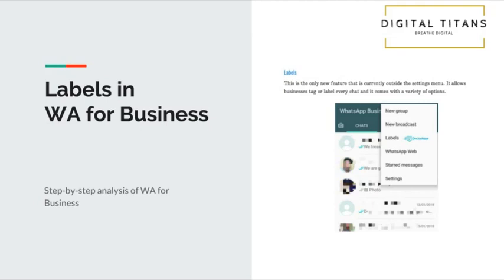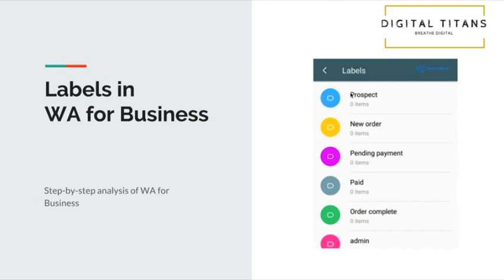When you look at the image here, it might not make a lot of sense to you about how labels could be of use, but let's go a little deeper and see how labels could really help somebody. As I said, this is the only feature which is available outside the settings menu at the moment, and it allows businesses to tag or label every chat, with a variety of options. You have a prospect client, a new order, a pending payment, people who have already paid, and order complete. These are different labels you could use to label your customers and sort them in a very organized manner.